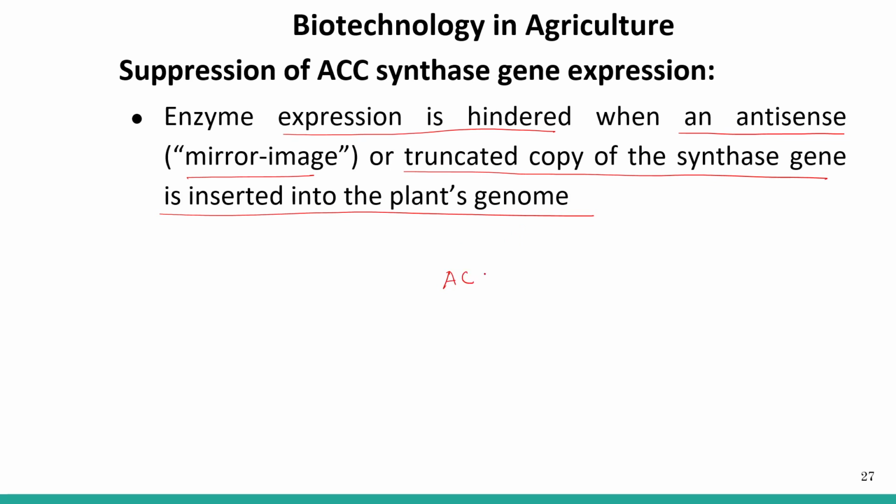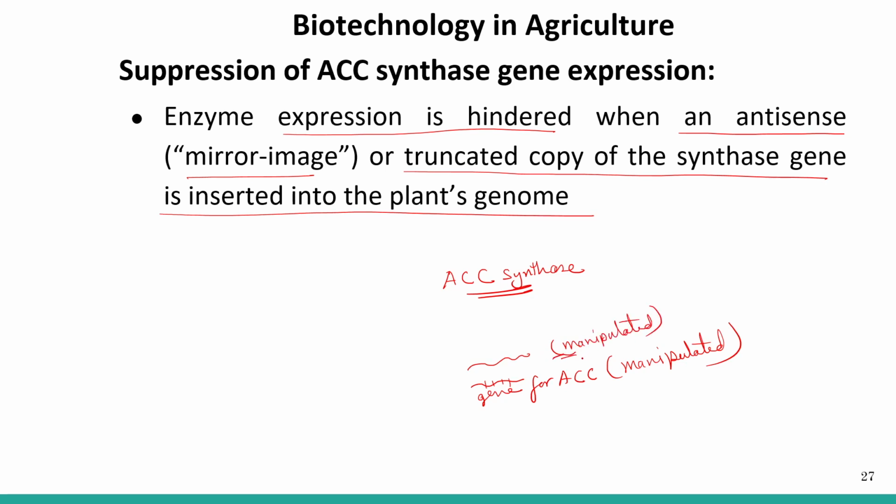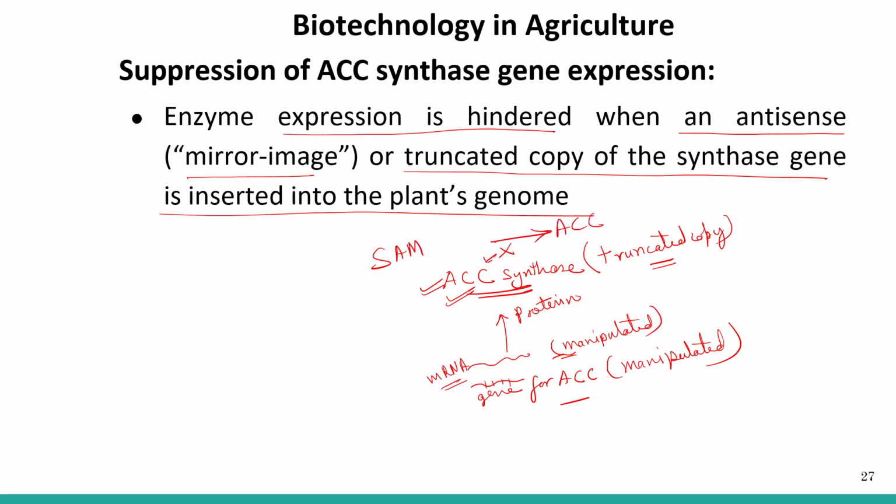Now what are we doing? ACC synthase. There is a gene for this, the gene for ACC synthase. Now this gene is manipulated, and its mRNA will also be manipulated. Manipulated means it's not an original ACC synthase gene, or this mRNA is not the functional mRNA. So if the protein, that is the enzyme ACC synthase, is synthesized, it will be a truncated copy. It means not the original copy. This is not the original ACC synthase and is not going to convert SAM to ACC. This will be affected. Okay.